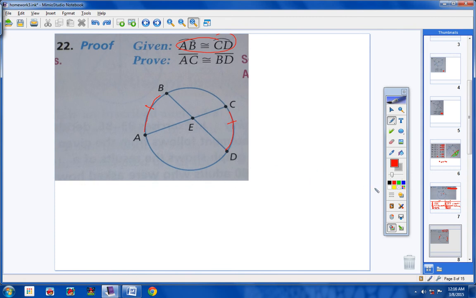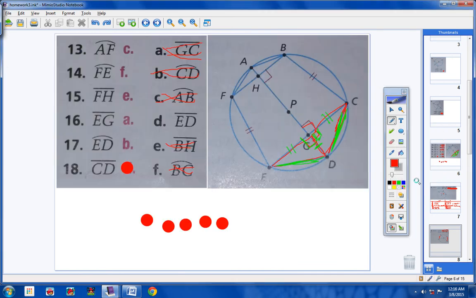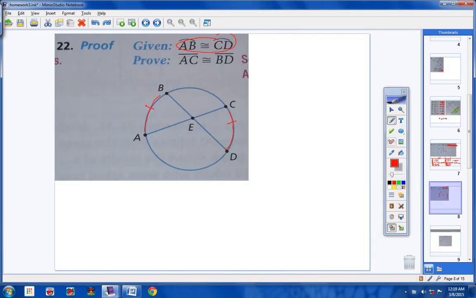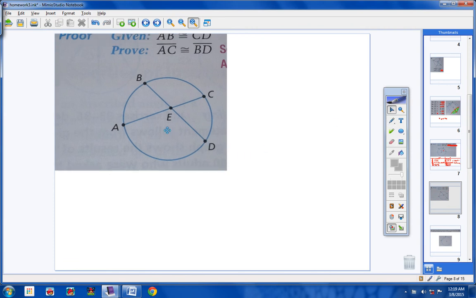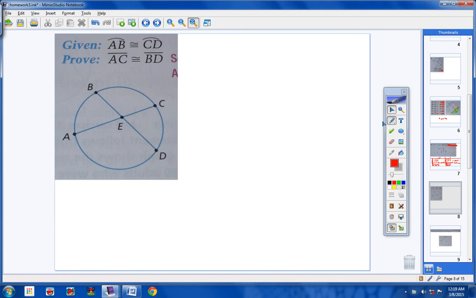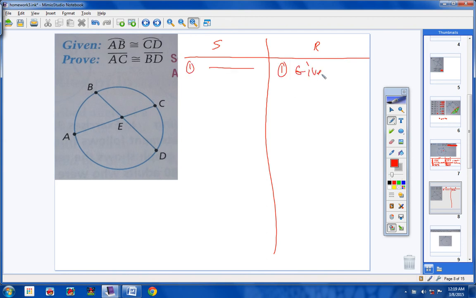Okay, so here we go. Let's first of all make a little bit of space here, which is always helpful when you're dealing with proofs. And let's see what we got here. Statements and reasons. Number 1, we've got our given. Now, number 2, right off the bat, I'm going to state this: arc BC is congruent to arc BC, okay? And of course, that's the reflexive property.